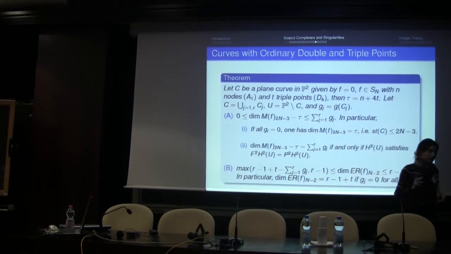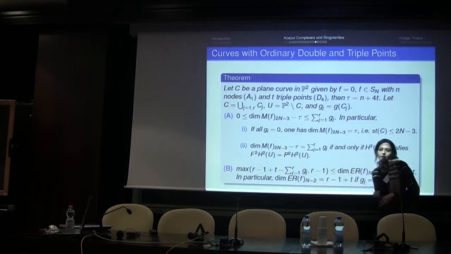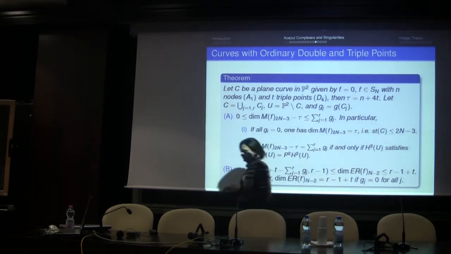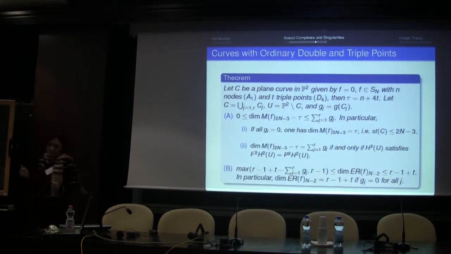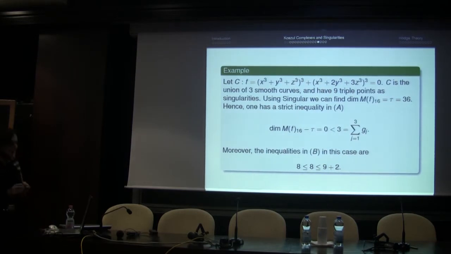But in the case of curves with nodes and triple points, this is still an open question. Can we find an explicit basis for ERFN minus 2 in the case of rational nodal curves? We didn't find anything yet. So I will give some examples that illustrate this clearly.